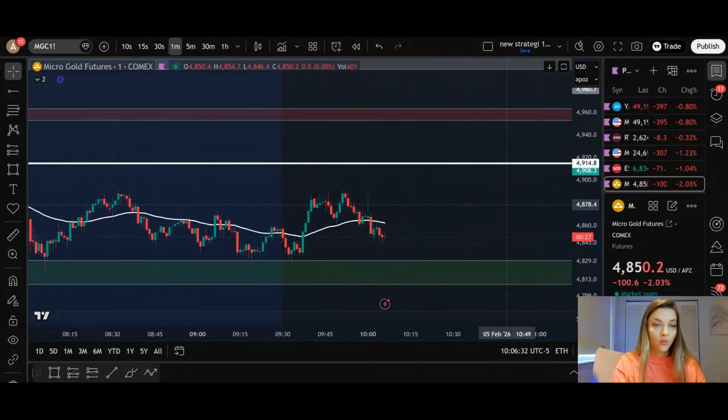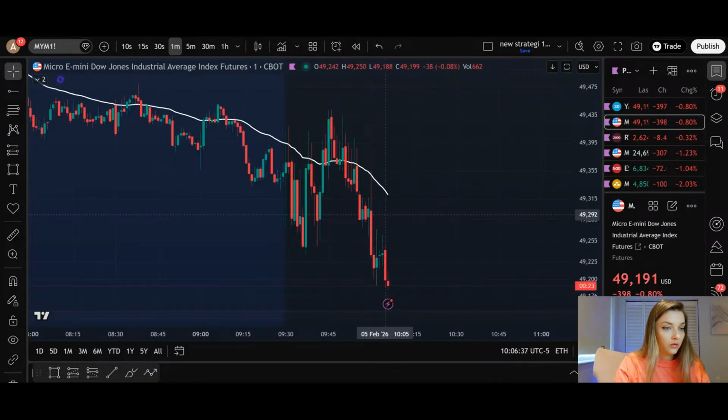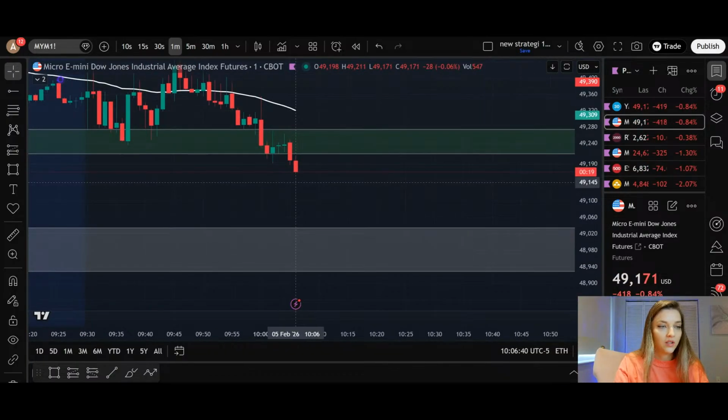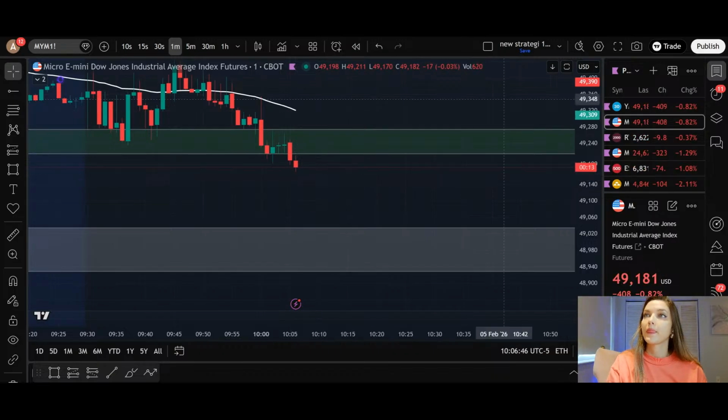But let's hope for the Dow to give us something. Here we go. It looks like you want to break this area. But you know the deal. We don't just get in once the area is broken. We want a retest of the area.